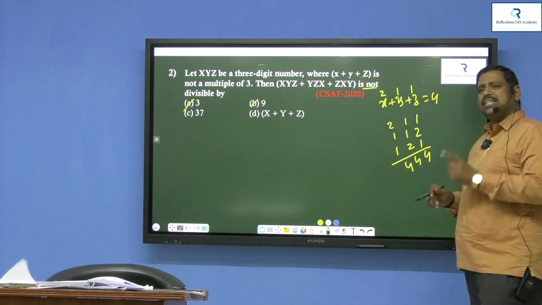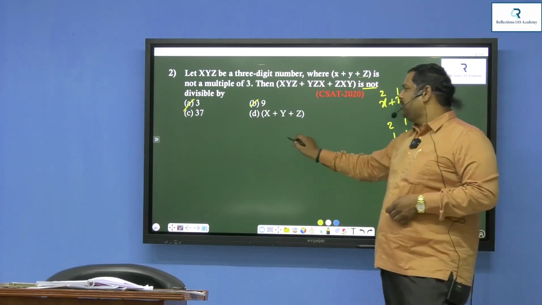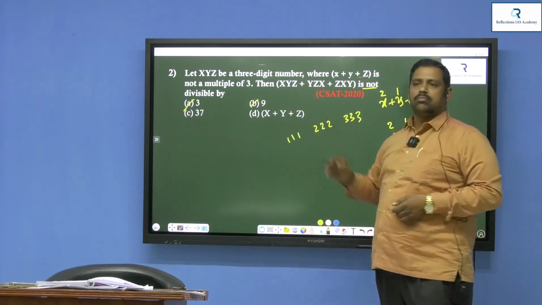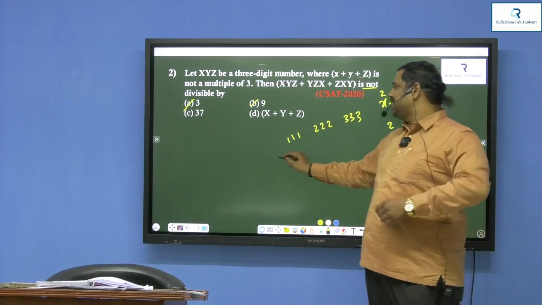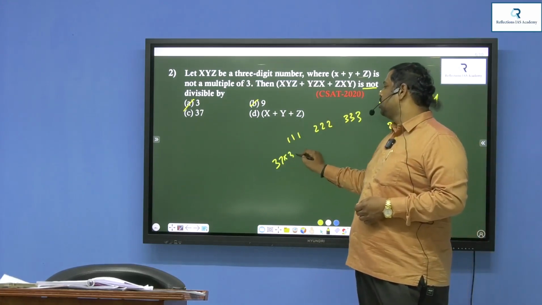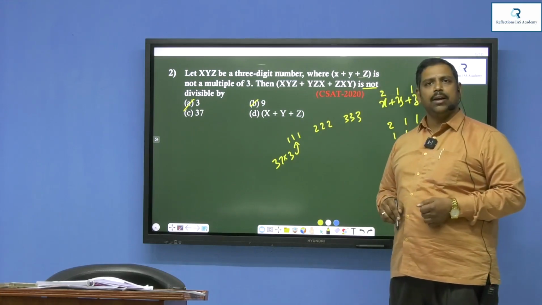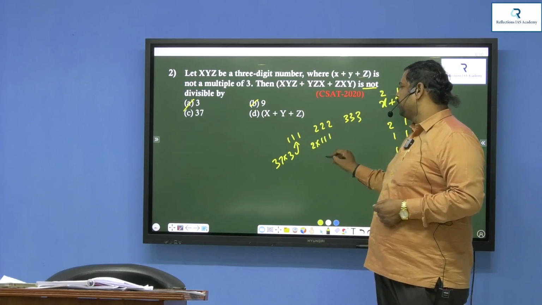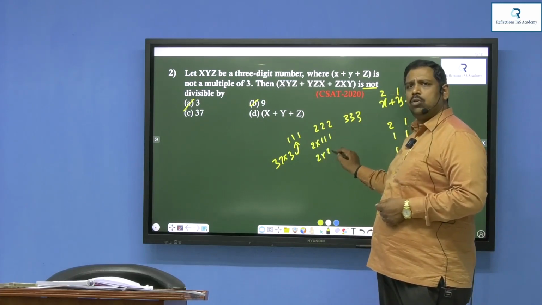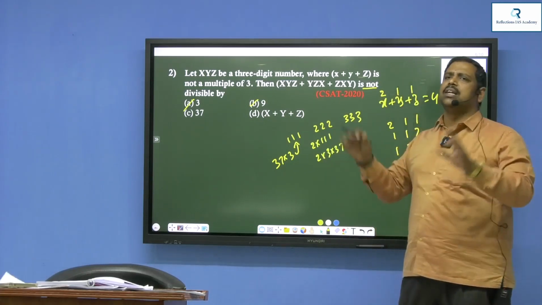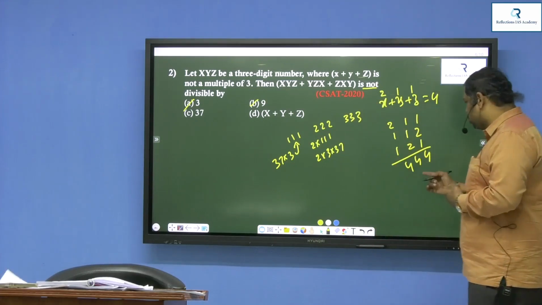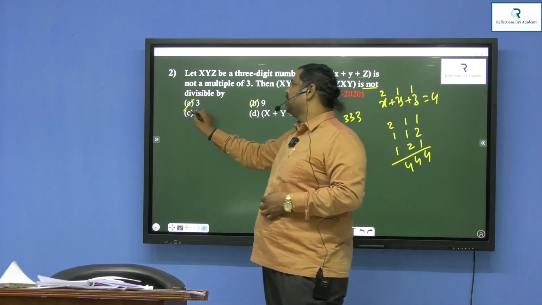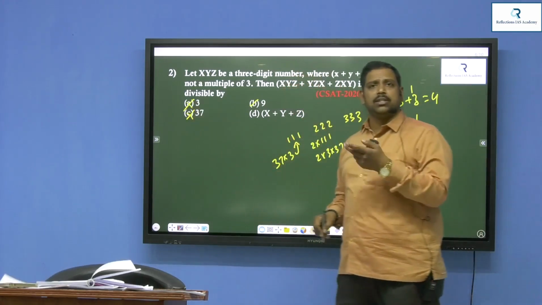I can give you one rule. Every triplet is divisible by 37, because 37 times 3 is 111. If you want 222, I can write it as 2 into 111, which means 2 into 3 into 37, right? All triplets are divisible by 37. Is it a triplet or not? Triplet. Since it is a triplet, it is divisible by 37 also. But we need not divisible, so that is not the answer.